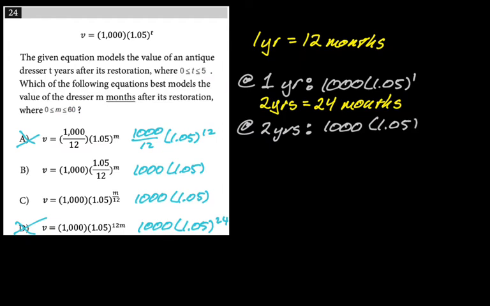1,000, 1.05 to the second. That's my target, right? So if I plug into this, I'm going to get 1,000, 1.05. 24 divided by 12 is 2, so I just get that. That is not equivalent, so this is not the answer, which means that C is the answer.